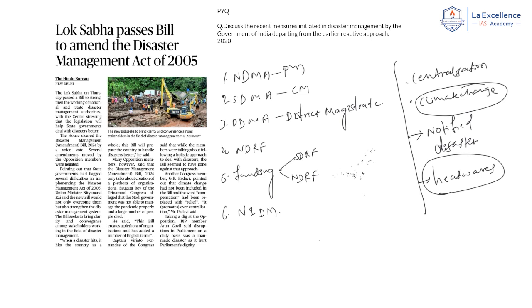Now, if you see the previous year question, discuss the recent measures initiated in disaster management by the government of India, departing from the earlier reactive approach. These are asking about the measures taken by the government regarding disaster management. In this context, this bill is also important because it is one of the initiatives taken by the government to ensure there are reforms in disaster management, especially bringing clarity and convergence among the stakeholders for efficient disaster risk reduction. That is what is mentioned in this article.